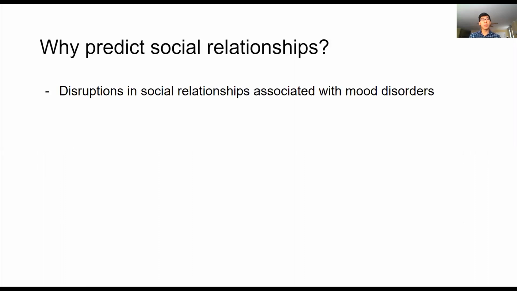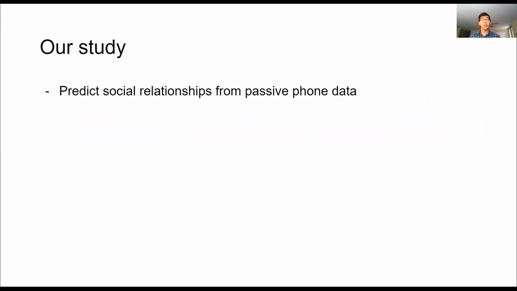So why do we want to predict social relationships? Well, these relationships, communicating with friends, family members, and so on, are central to human life and well-being, and disruptions in social relationships have been associated with an increased risk in mood disorders. In addition, the type of relationships individuals engage with can be indicators of the amount of social support that they might receive. So one of the goals of our study is to predict these social relationships from passive phone data.